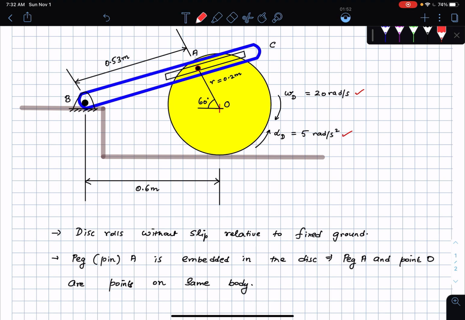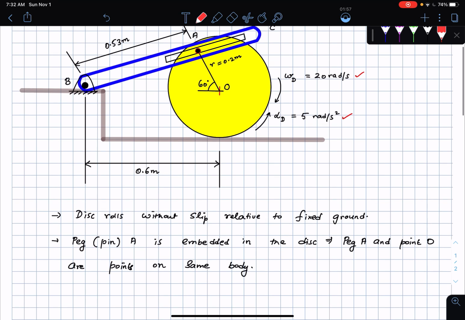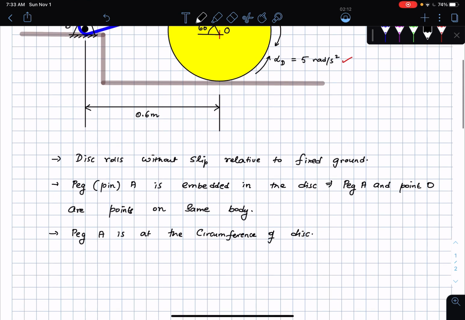The peg A is approximately at the end of the disk, so we can assume it to be at the edge or the circumference of the disk. Let me write that down here. So the peg A is at the circumference of the disk, which implies that the distance from the peg A to O is the same as the radius of the disk. So this is an approximation that we are making.